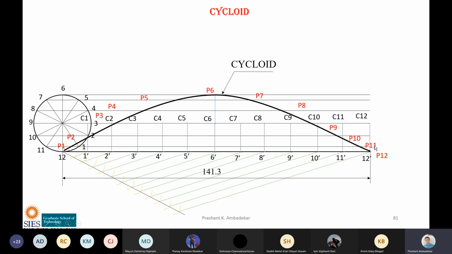Now we got all the 12 points, and when we draw a curve passing through all the 12 points, you will get a curve like this, and this curve is called a cycloid. Now notice one thing: if you have a textbook or if you can find it on the internet, this curve is not like this, it is actually like this. I told you that since I have drawn it approximately, it is something like this. So the curve that will come is slightly like this, not like that.